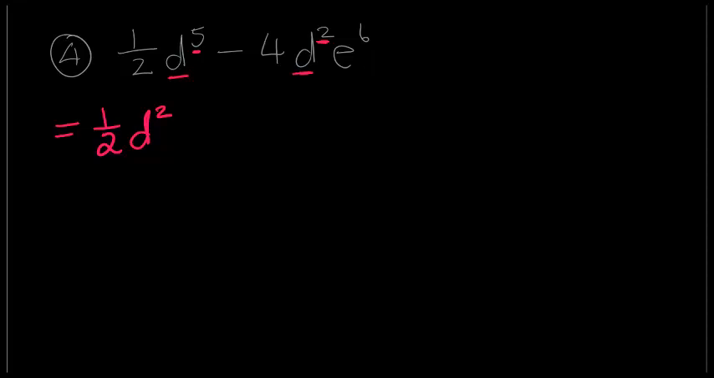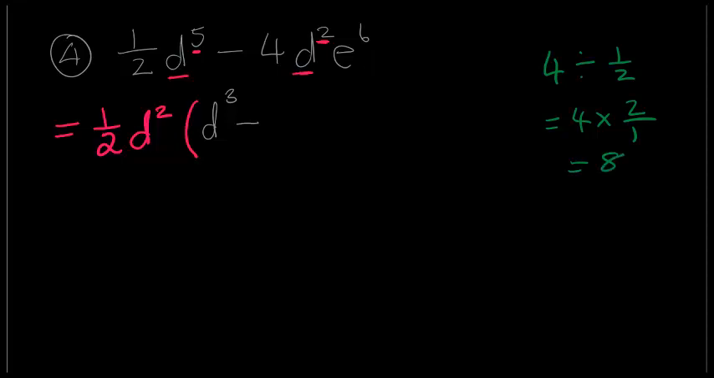And then what do we have left? My first bracket is going to be d cubed, which is what I want, minus. Now, if I take out a half, what is the relationship between 4 and a half? Essentially, I'm going to say 4 divided by a half, which is 4 multiplied by 2 over 1, which is 8. So this becomes 8, and then I have e to the power of 6. And 8 is a perfect cube, so I'm happy with what I've got.